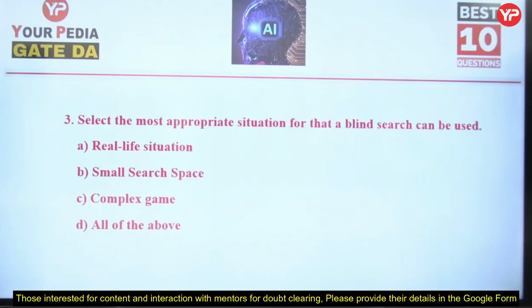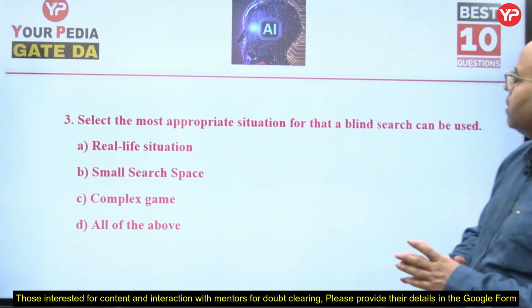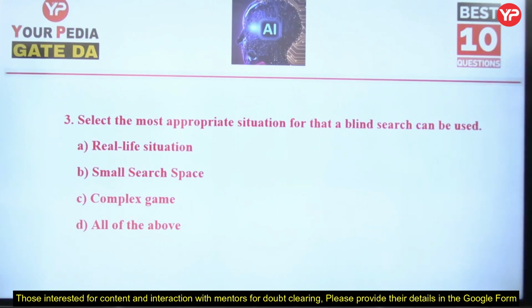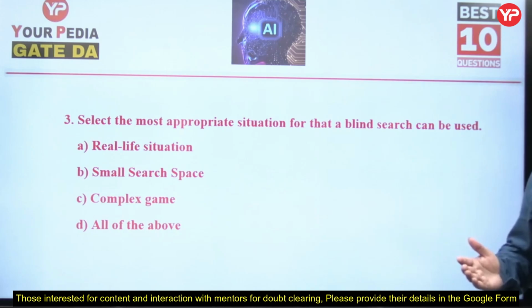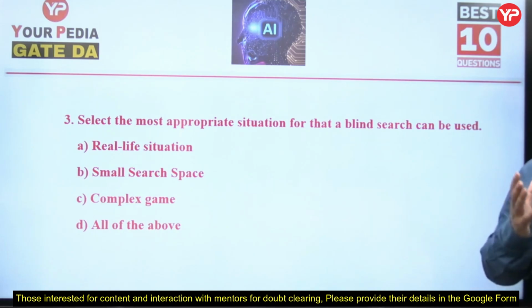Now coming to this one, select the most appropriate situation in which a blind search can be used. Where can a blind search be used? What is blind search? It's uninformed search. We don't have any information. We are roaming blind. So how are we going to operate then?